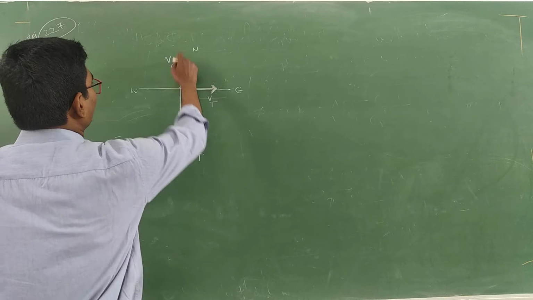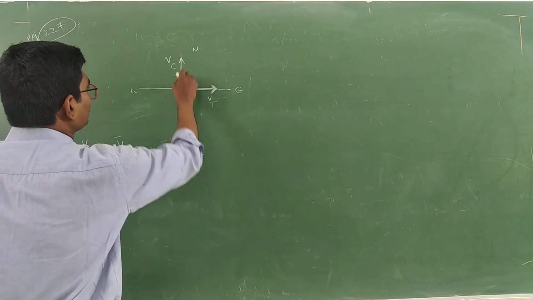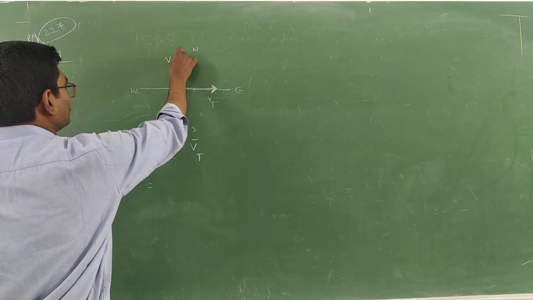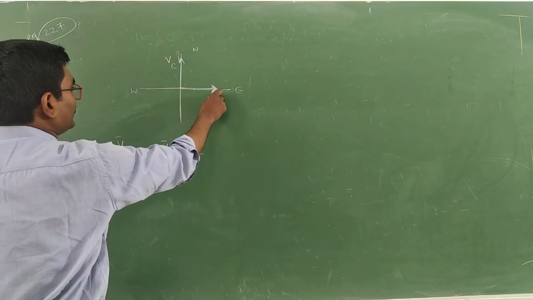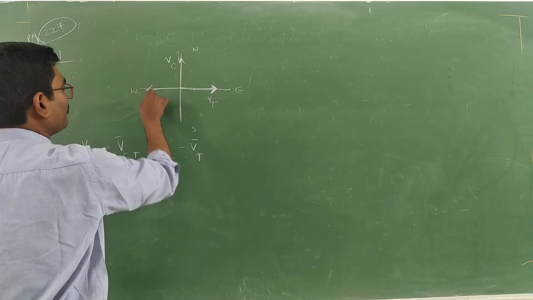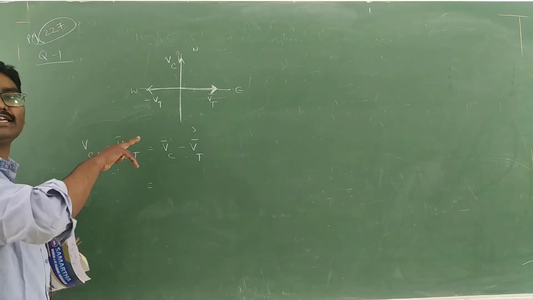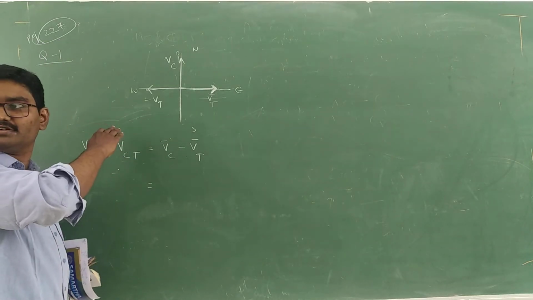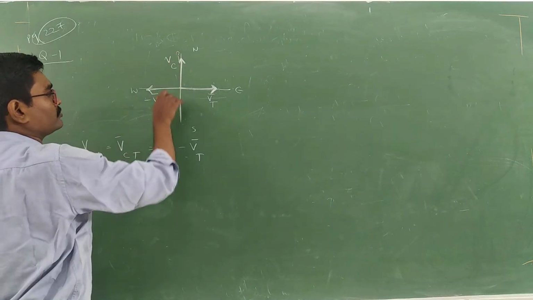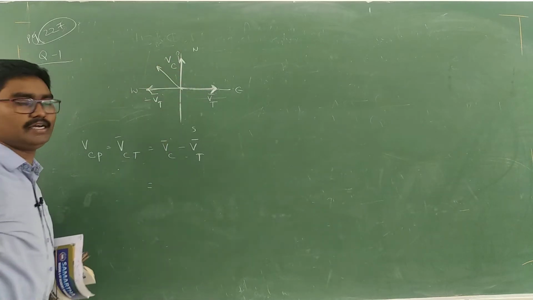Now, velocity of car is along north. So, this is like J capital, along the y axis, and we have minus Vt. Vt is in this direction. Minus Vt is along west. Correct? Vt is along east, minus Vt is along west, the opposite direction. Right? Clear? Now, what is the resultant of these two? Vc bar minus Vt bar. Vc bar minus Vt bar. The resultant will come in this way.